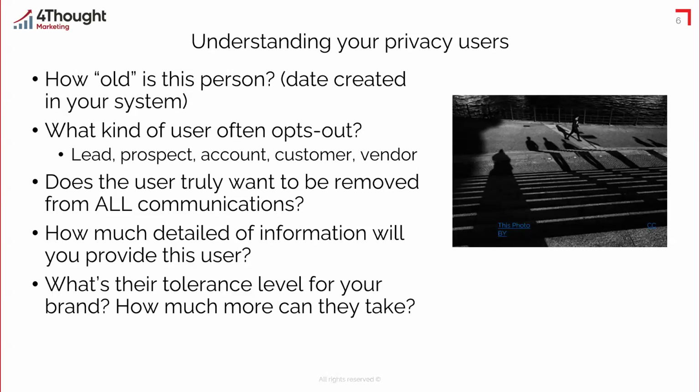Third bullet point: does the user actually want to be removed from your messaging? Maybe you offer a product or a monthly promotion, and that product can be relevant to them down the line, but they just don't like every newsletter they're getting. Fourth bullet point: how much detailed information are you going to give this user at the moment they choose to modify their subscription? And the last one: how tolerant is the user of your company?